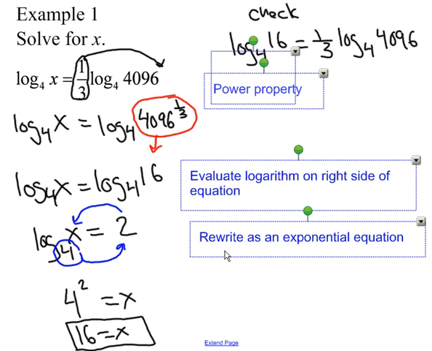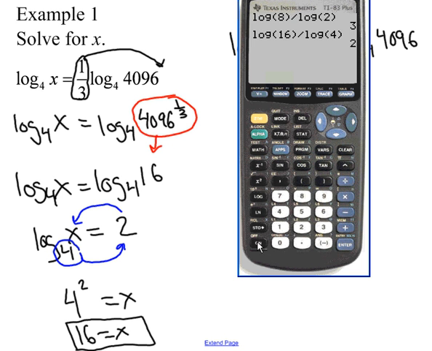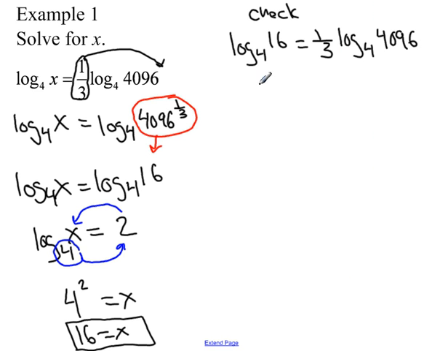Okay, let me just get rid of this so I can have some room to write. So let's evaluate log base 4 of 16. So we have to use the change of base formula to do that on the calculator. We did that already. That's 2. So the left side of the equation is 2.